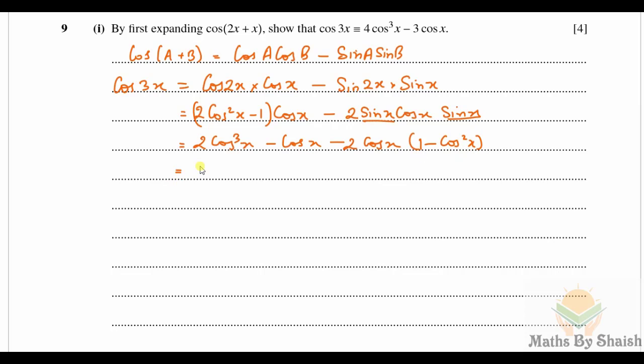Now again let's expand it, so it is going to be 2 times cos cube x minus cos x minus 2 cos x, minus minus plus 2 cos cube x, and finally we'll collect it and we'll get this as equivalent to 4 times cos cube x minus 3 times cos x. That's the proof. I hope it is clear. Let's do the next part of it.